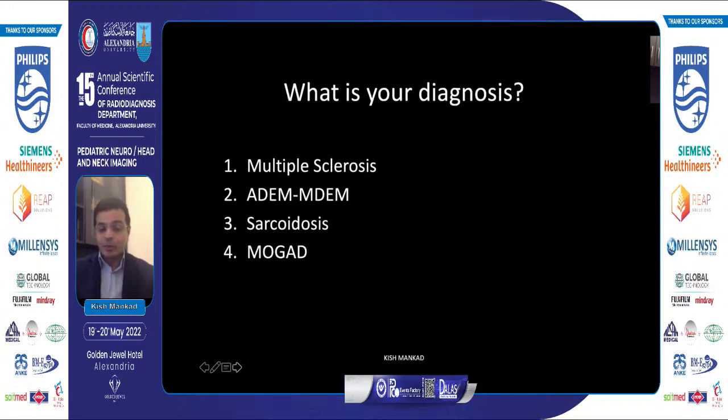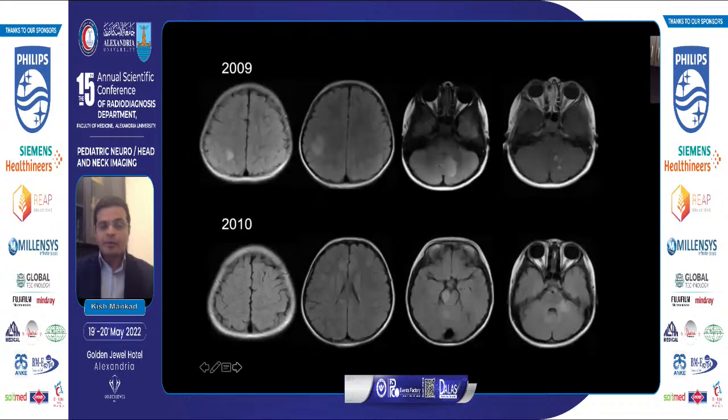You see, the choices don't change with the scenarios. Your thinking will enable a more accurate and precise diagnosis. Or is this MOGAD, which is a myelin oligodendrocyte glycoprotein associated disease? And the answer here, if you have cast your vote already, is going to be MOGAD. And if you go back to this picture, this is where we are.